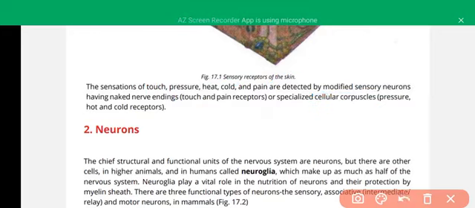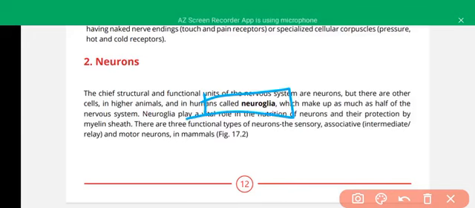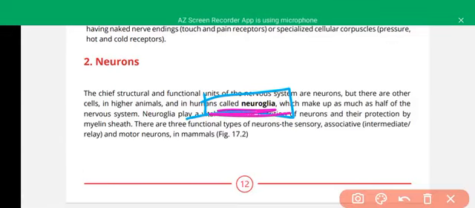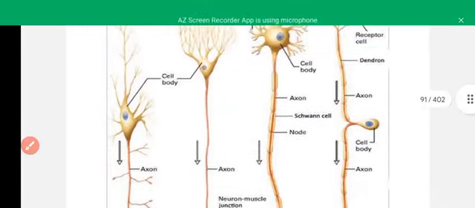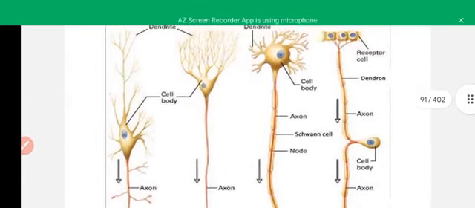Then we will study the neuron, the basic structural and functional unit of the nervous system. In some organisms neuroglia is also present, which is also a nutritive source for neurons. Then we will study different types of neurons. Here are the different types of neuron. Here we will study the structure of a particular type of neuron.